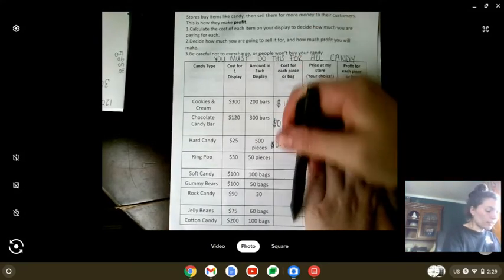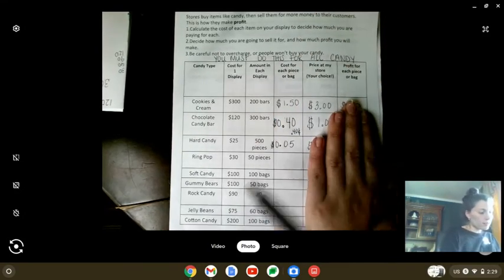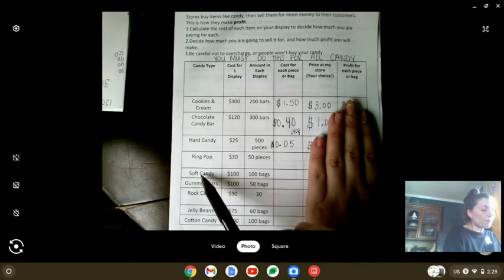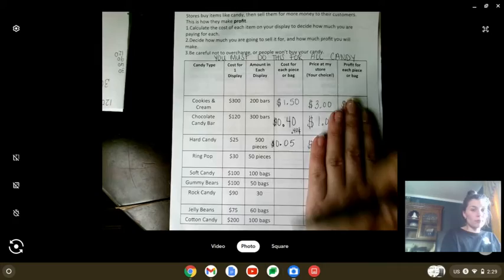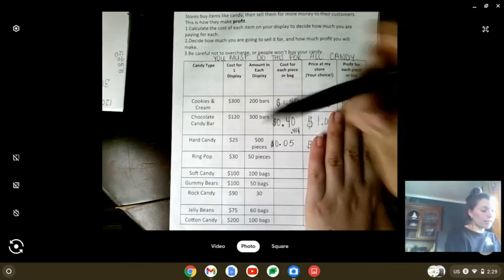What I would like you to do next is go ahead and just find the cost of the rest of the candies. Just the cost. So the cost of the ring pop, the cost of the soft candy, of one piece of this column. Remember, it's money divided by pieces.